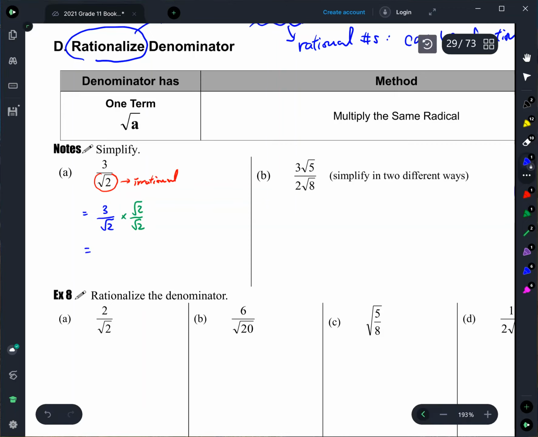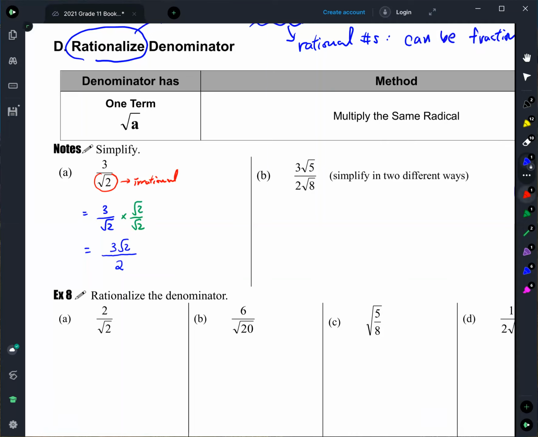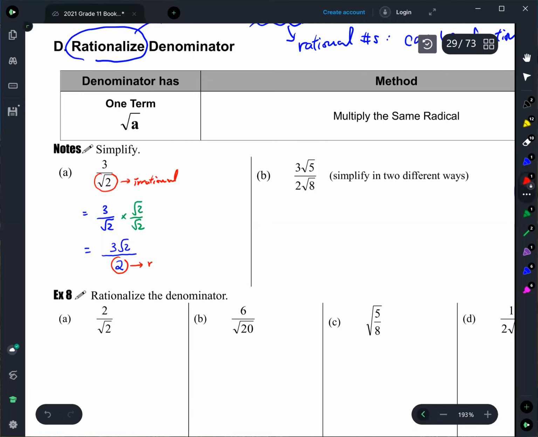Okay, so once you've done that, right? Denominator, square root 2 times square root 2, it just becomes 2. The numerator is just 3 square root 2, right? When you multiply outside times outside, inside times inside. So now you look at the denominator again. This is rational now. So going from irrational to rational, this is called rationalize. You just rationalized the denominator.